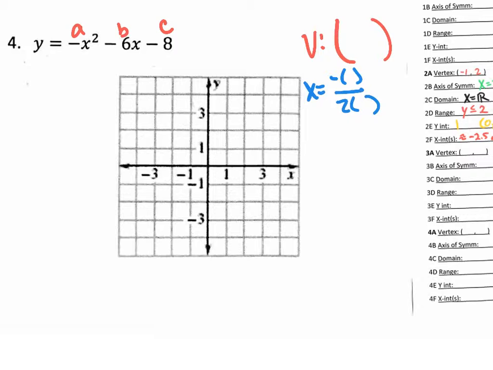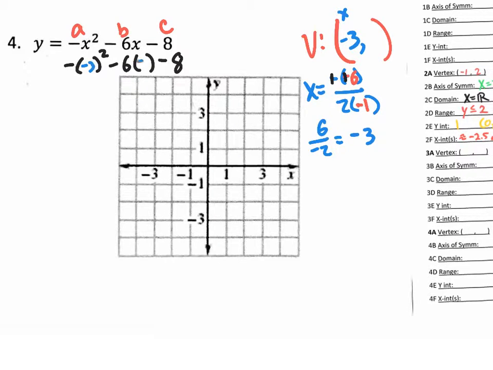The b value is negative 6. Plug that in. The a value is negative 1. Plug that in. A negative 6 becomes positive 6. We end up with positive 6 divided by negative 2, which is negative 3. 6 divided by negative 2 is negative 3. And that is the x value of our vertex. To find the y value, we must plug it in. I want to rewrite it right below it so it'll be crystal clear for you guys. Instead of x's, I put parentheses, and I am plugging in a negative 3.